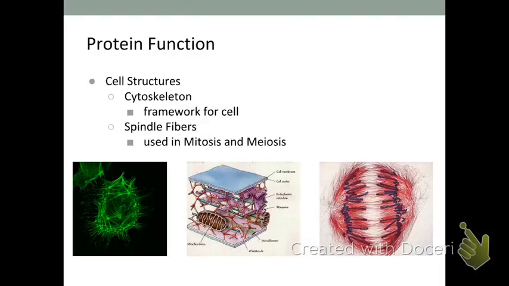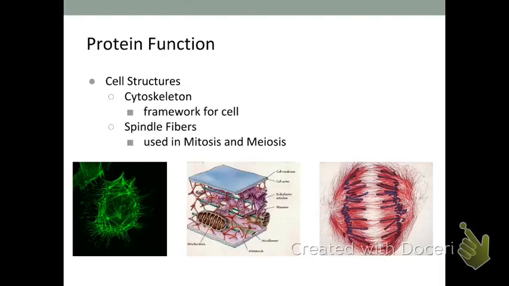Then we have proteins that form cell structures. They form parts of cells that give them structure and shape. For example, the spindle or cytoskeleton is made up of fibrous proteins that give a framework to a cell. It's like the scaffolding of a house. Have you ever seen a house being built? It starts with the studs. That's like the cytoskeleton. It gives the shape of the cell.